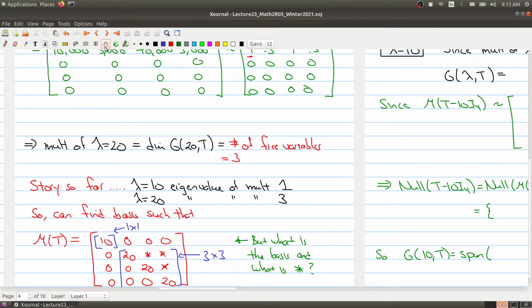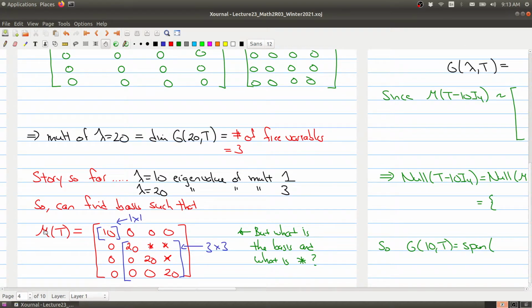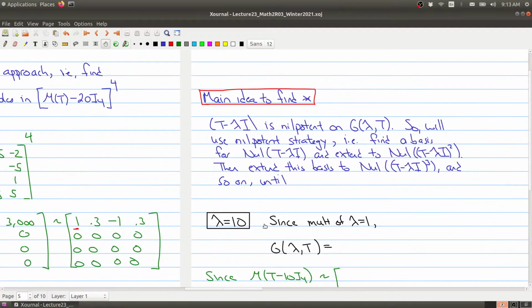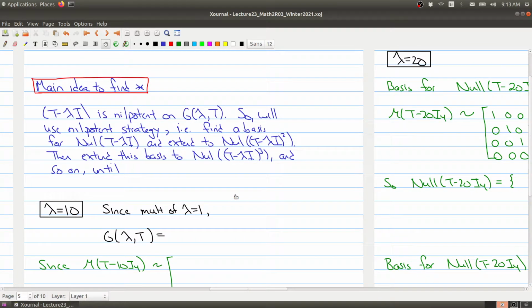So our current story is that we know that we can find a basis so that our matrix M(T) has this form. So the next thing that we want to do is, can we fill in some of the stars, but maybe at the same time, could we also find the basis that allows us to do this? Okay, and so here's the main idea to find the stars, and maybe here let me correct this, and the basis that we're looking for.